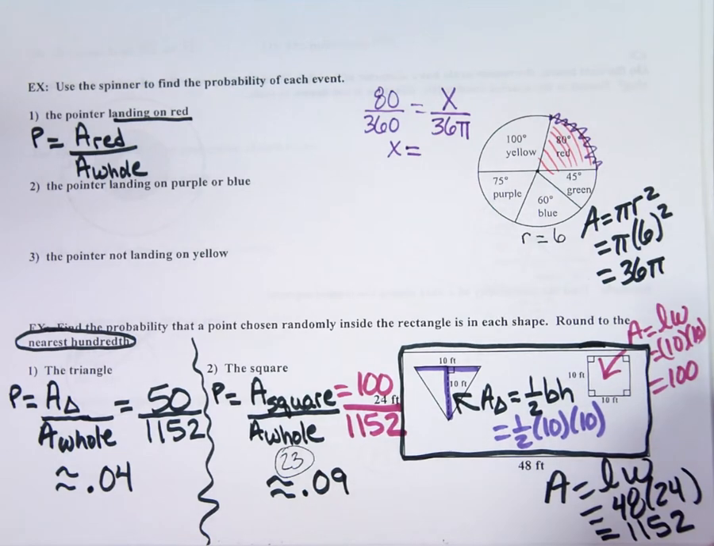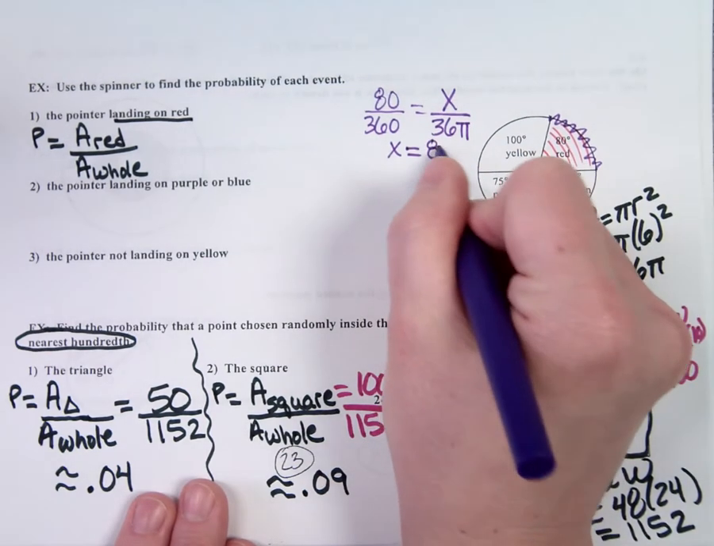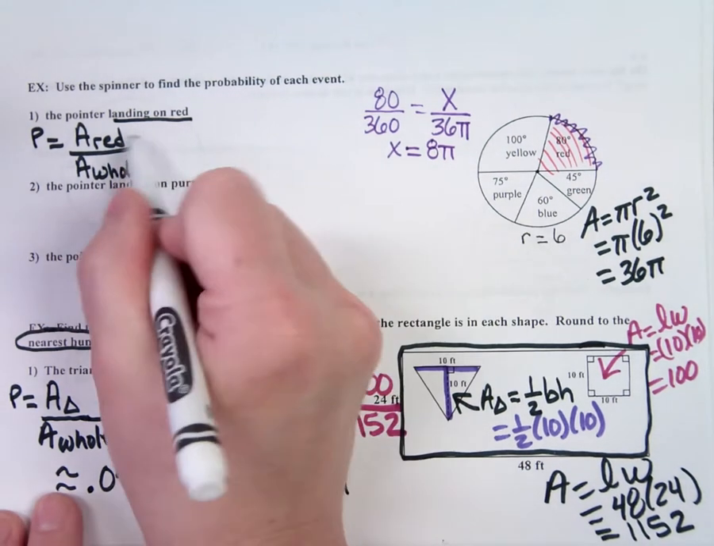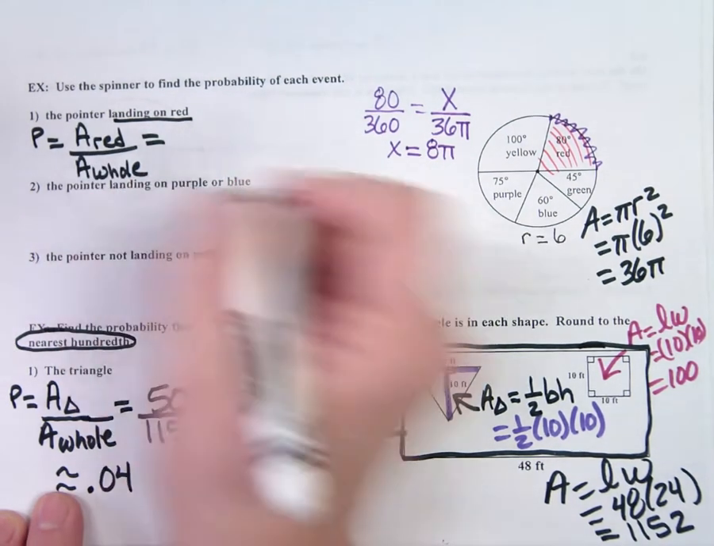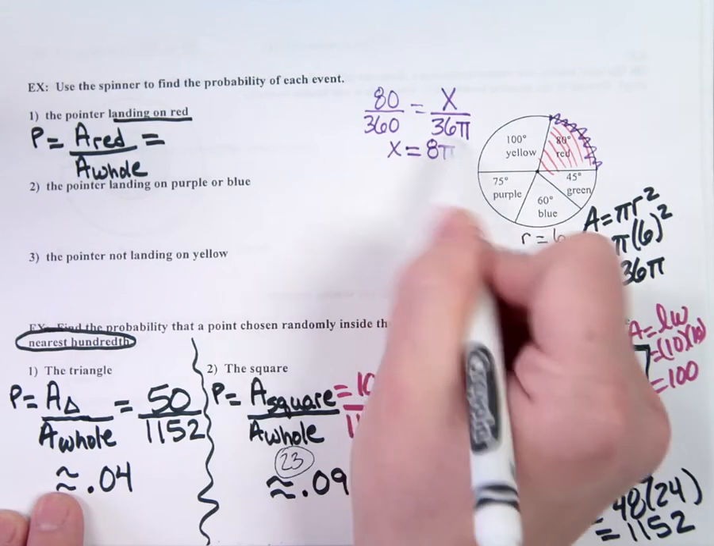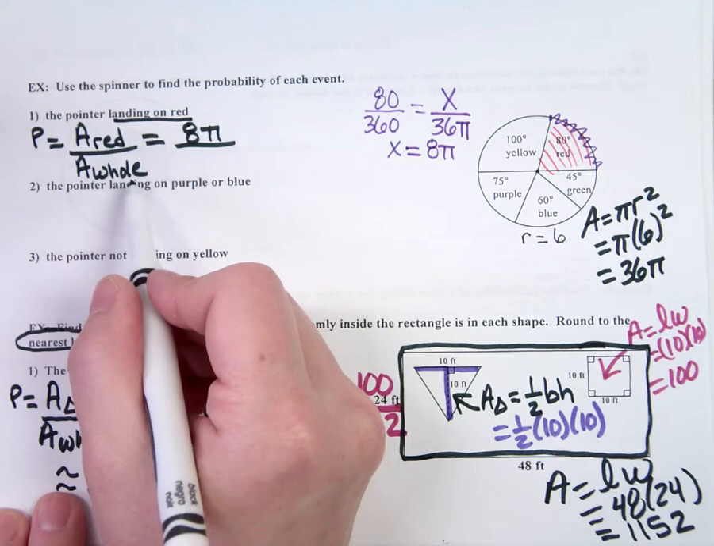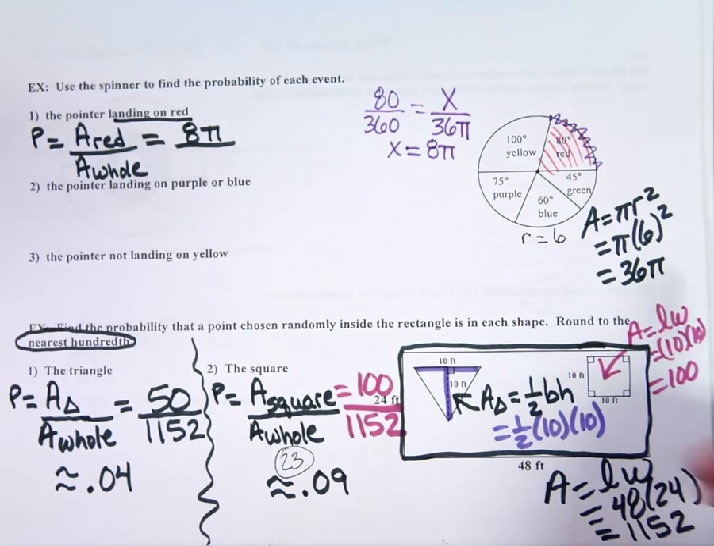8 pi? Is that what you guys got? Does anybody need to see me do it? Okay, now I have everything I need. So the probability of my dart landing in the red section is an area of 8 pi out of the area of the whole circle. And what did we say the area of the whole circle was?